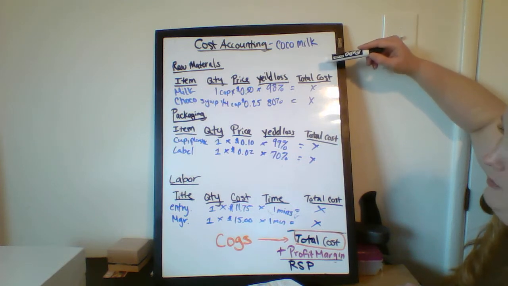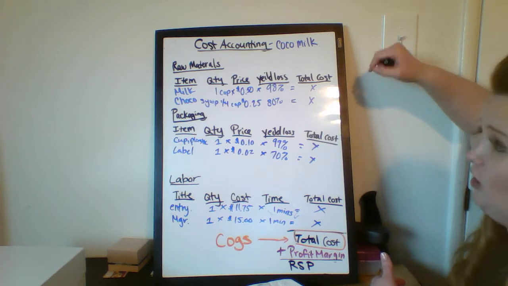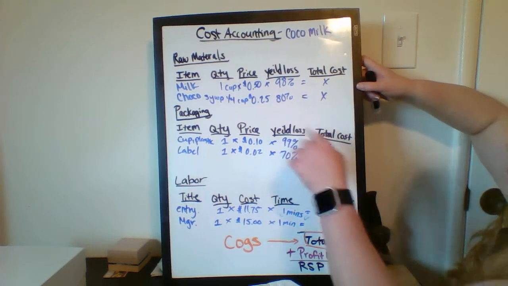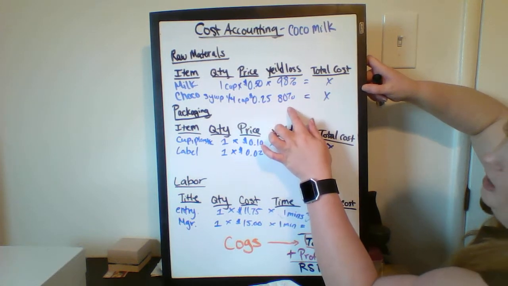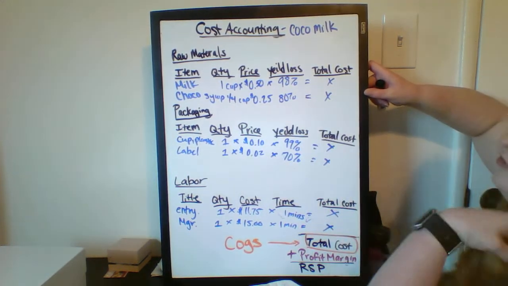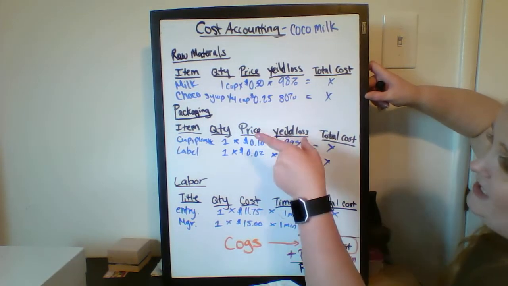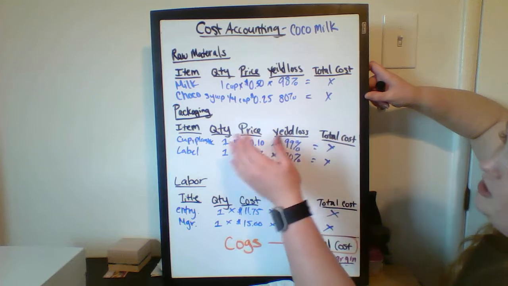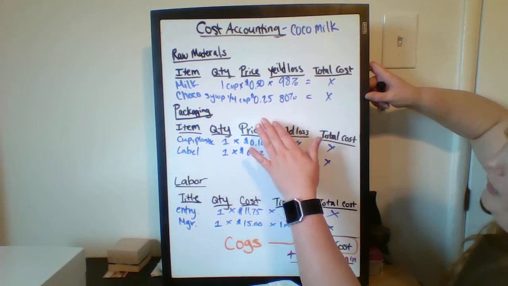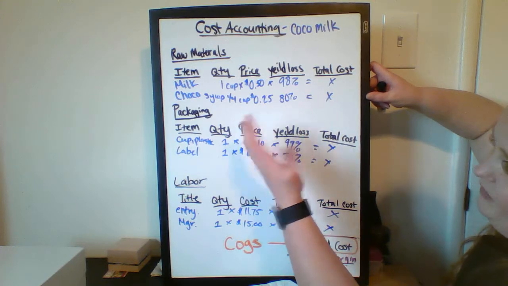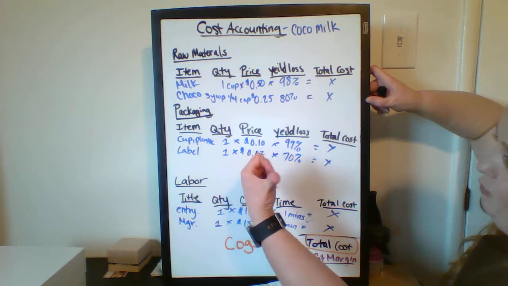So watch this. In order to make chocolate milk, we know that we need milk and chocolate syrup. In this case, it's going to be an item, the quantity times the price times the yield loss, in order to get your total cost for this subcategory of raw materials. We're using 1 cup of milk to a 1/4 cup of syrup. So we have a 1/4 cup. The price I roughly estimated at 25 cents. It depends on where you get your raw ingredient price from.